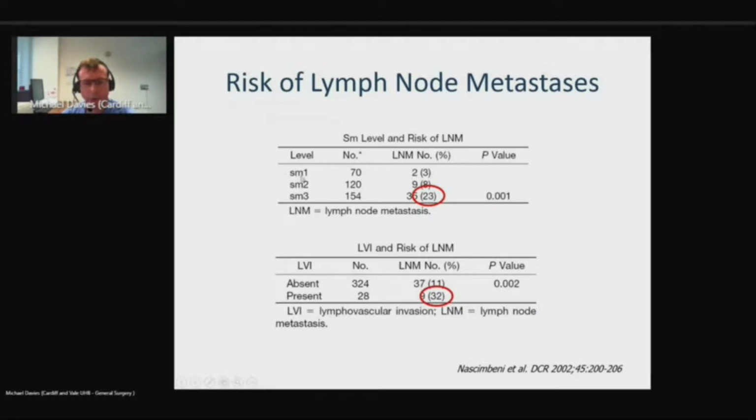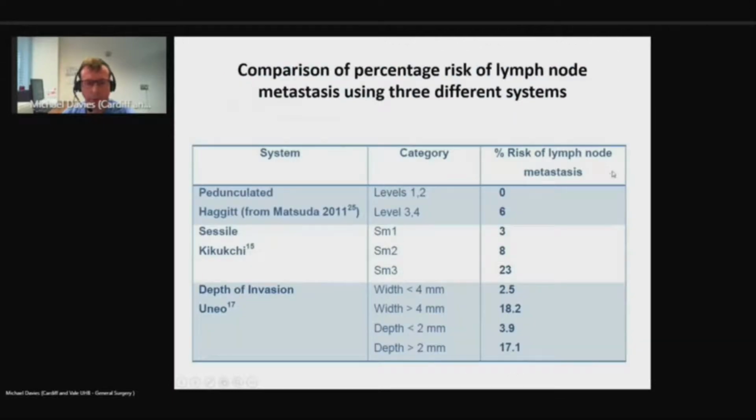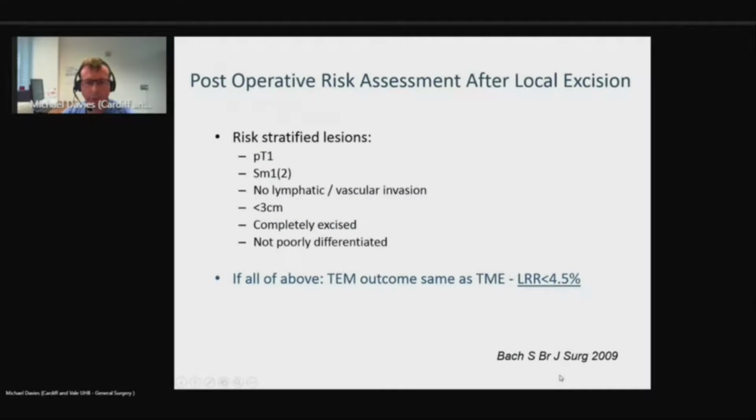So if we can choose early tumours, ones with no lymphovascular invasion, we can significantly reduce the risk of lymph node metastases and therefore local recurrence. Other measures are also looked at, and importantly, width of the lesion and depth of the lesion are also key factors in reducing risk of lymph node metastases and therefore local recurrence. What we can potentially do is risk stratify lesions, and if we choose the right early lesions, we can achieve the same outcomes, but obviously with a much lower morbidity than with resectional surgery.